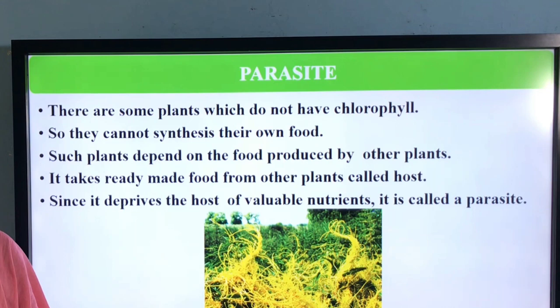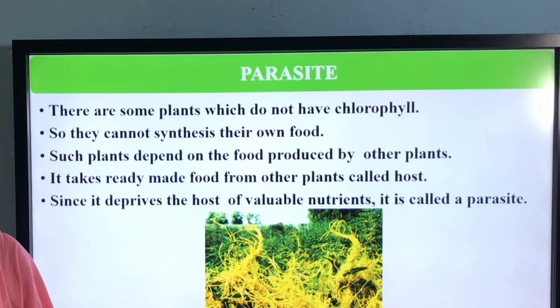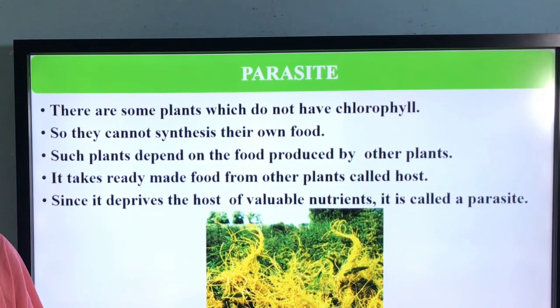You might have noticed some yellow tender stem-like structures growing on trees and other branches. This parasitic plant is known as Cuscuta. It takes the nutrients from the plant which it climbs. Such a plant is known as a parasitic plant.